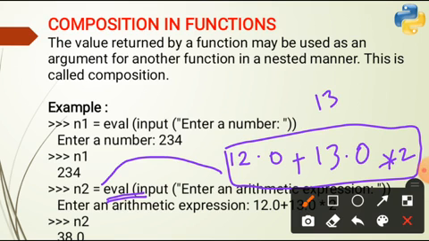Thirteen, 12, 25 into 2. So the answer should be 50. This is a wrong concept. I hope you all did this.